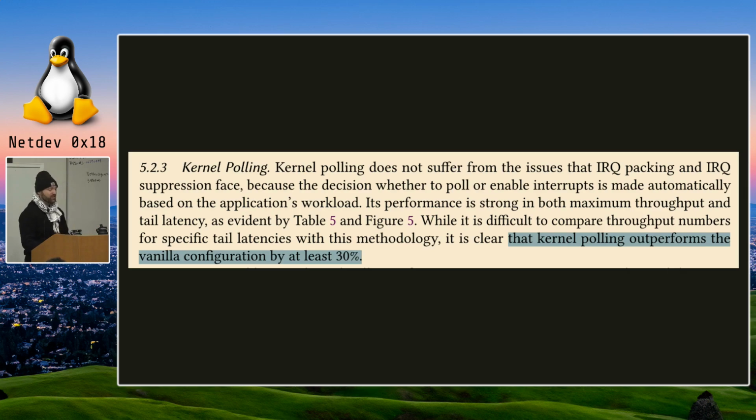This was really interesting to me because I was hacking on this busy polling thing and I didn't know if it was going to go anywhere or not. Then this paper came out and they said they got these crazy numbers, and I was like, wow, 30%. I want 30%. How do I get 30%?